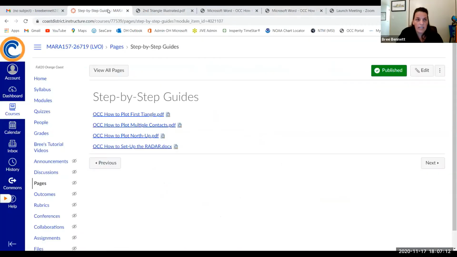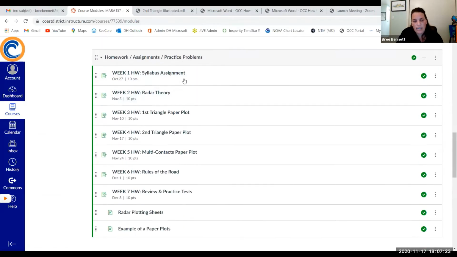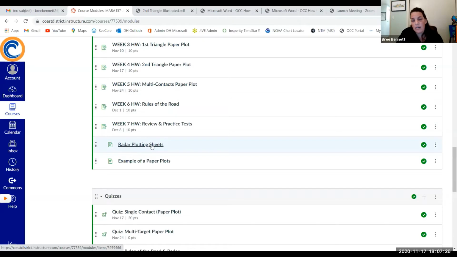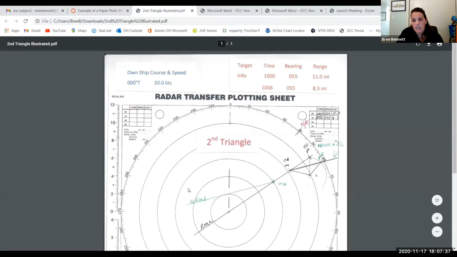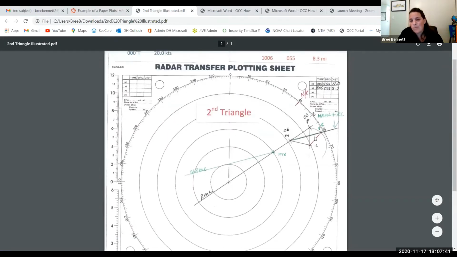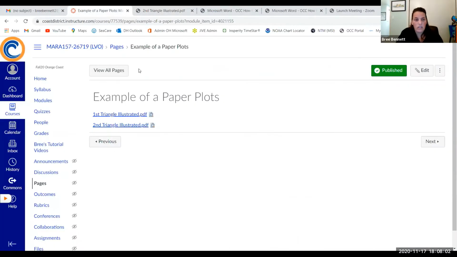At the bottom of the homework, you have the radar plotting sheets, as well as examples of paper plots. So you have the first triangle illustrated and the second triangle illustrated. That second triangle illustration gives you a somewhat color-coded example of what that second triangle should look like. So they're good notes if you get stuck and can't figure out which ones are M or E or whatever it is. Those are some good little guides, so definitely check those out.